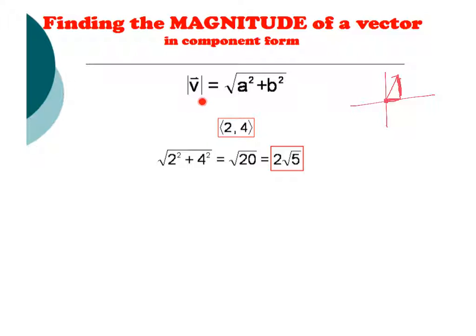This right here is the notation for the magnitude. When you put these bars around your vector, you're not talking about the actual vector anymore. You're talking about what its length is, what its magnitude is.